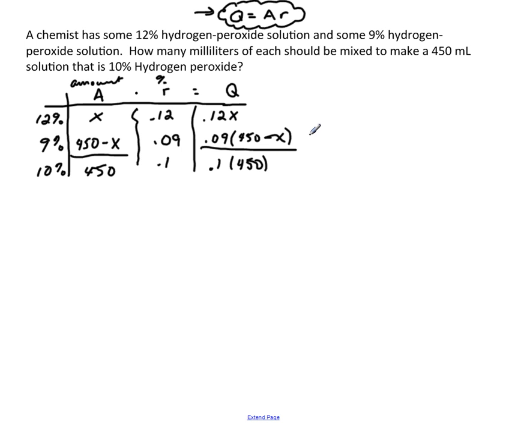Well, the nice thing about this table is that we have our setup all ready to go. Right? We add the first two rows of the last column together to get the amount in the last row. So we end up with 0.12 times X plus 0.09 times 450 minus X milliliters, and that will equal 0.1 times 450.